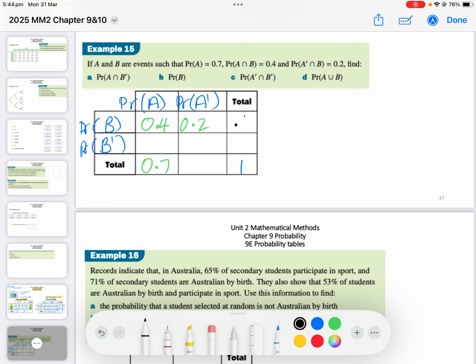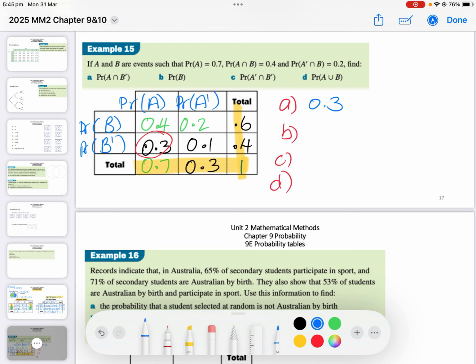This must be 0.6, which means this is 0.4 to give a total of 1. This must be 0.3, which means this must be 0.1. When you do it, it all works out nicely that all the columns and all the rows add up properly, so you know you've done it right. So what's the first question? A intersect not B. That's this one here, 0.3. And for the probability of B, let's go to the total of that column, 0.6.